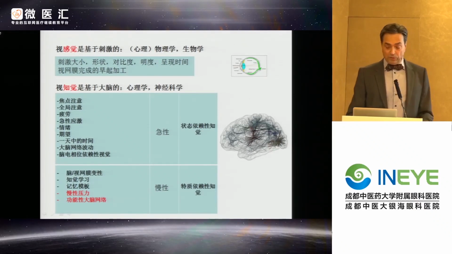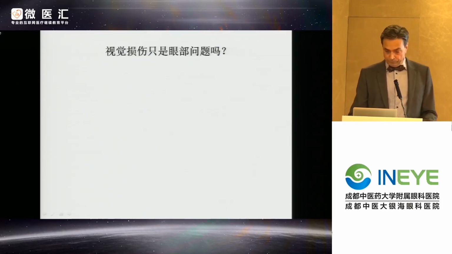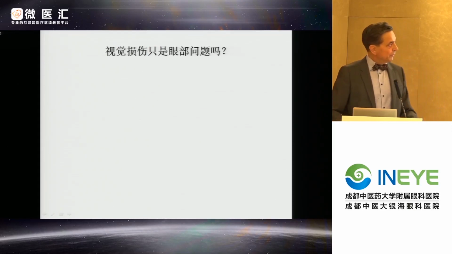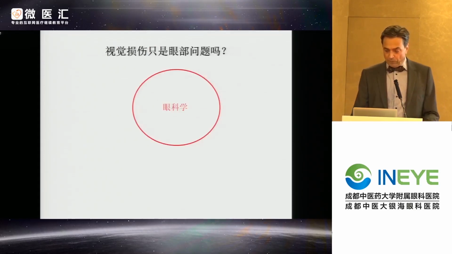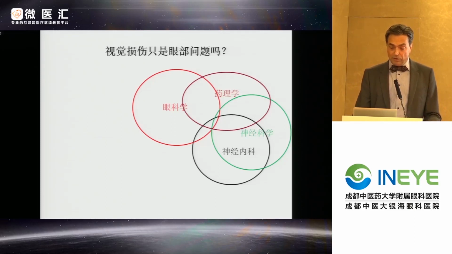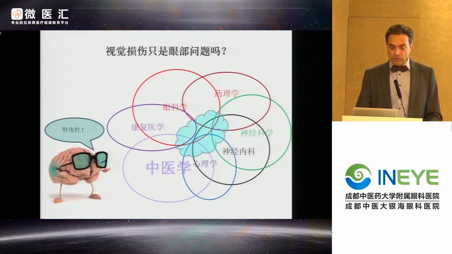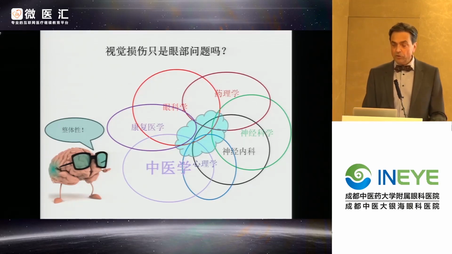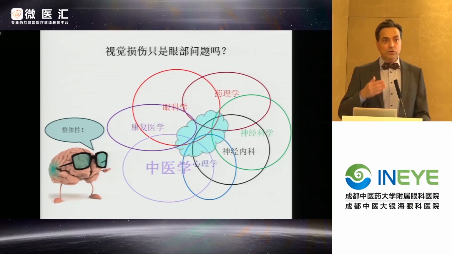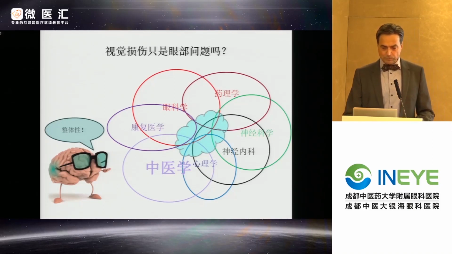So is vision loss an eye problem, or is it a brain problem? In order to get a full understanding of the brain and all the influences, there are different fields which are contributing to our understanding of vision loss, such as pharmacology, neuroscience, neurology, psychology, rehabilitation medicine, and even traditional medicine, like traditional Chinese medicine or Indian medicine, or even traditional European medicines.